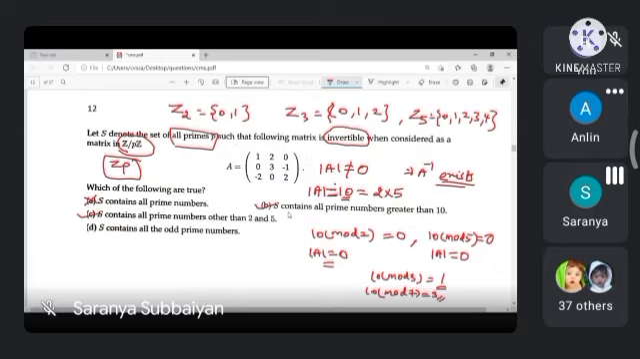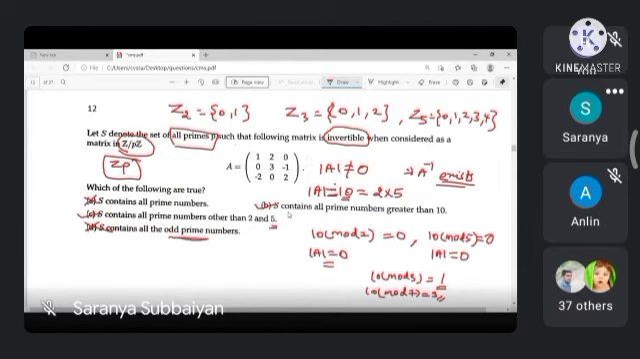So S contains all the odd prime numbers. But here 2 is there. Not true, because 5 is there. Sorry, 5 is there. So S contains all the odd prime numbers; 5 is also included, so it is not true. So only these two are correct. Is there any doubt?